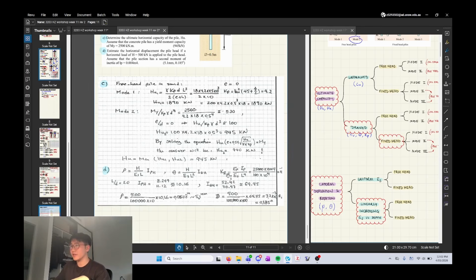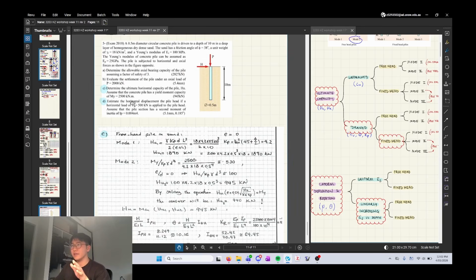And so just follow the working. You can figure out the ultimate capacity and the horizontal displacement of these piles.